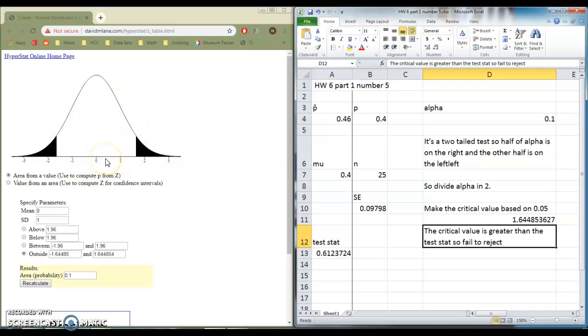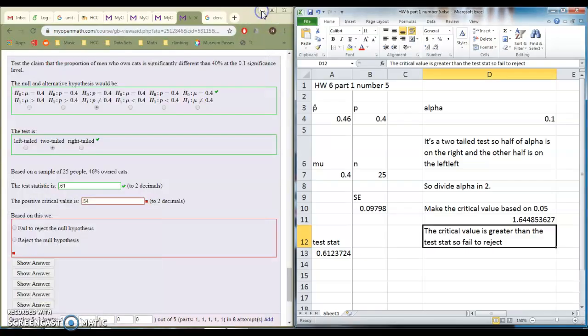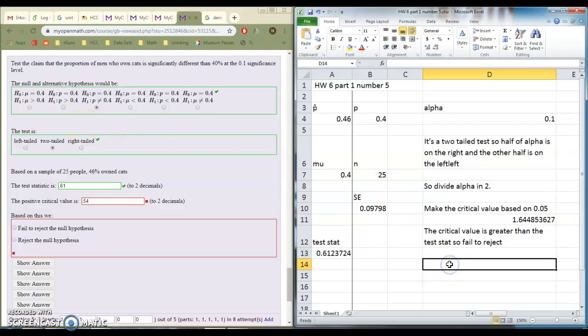So because our test statistic is in this part, we will fail to reject the null hypothesis, meaning that for now we are going to say that the null hypothesis is true. And in this case, what does that mean? That the proportion of men who own cats is 0.4. We're going to stick with that. We have no evidence to show that that's not correct. Yeah, that's it. If you wanted to, you could find the p-value for this, although it's not being asked.